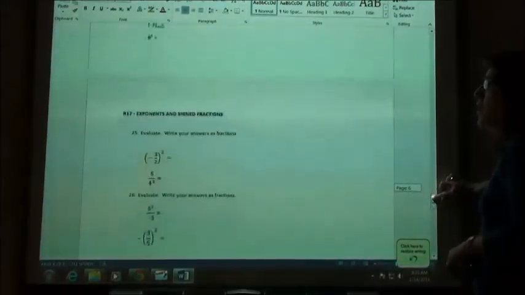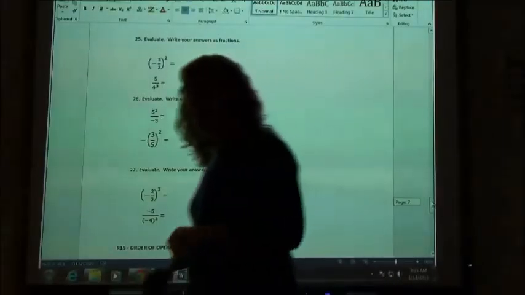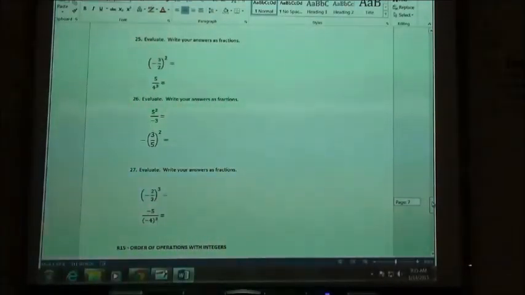Again, as I said yesterday, the calculator's not going to be active. I suggest do them on your paper or in your head. If you need to check them with your calculator, check them with your calculator. But try to do them without your calculator.